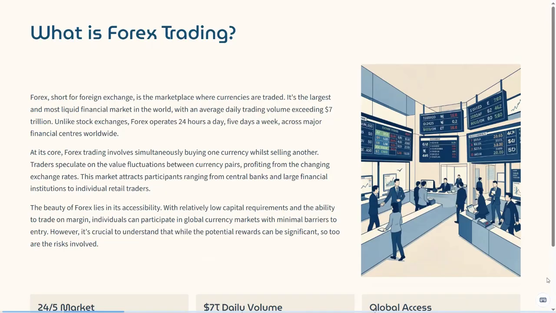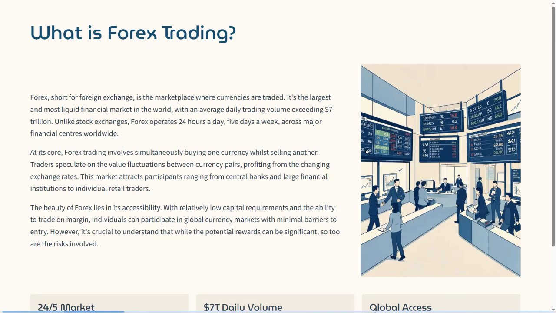Understand? It's not like you're buying tomatoes or something in the market. It's not that kind of market. Forex market is a market where currencies are traded, you buy and sell, buy and sell. It's the largest and most liquid financial market in the world, with a trading volume exceeding 7 trillion US dollars.